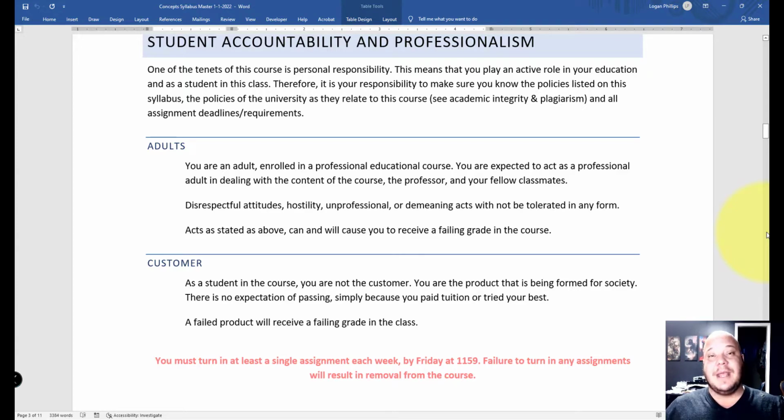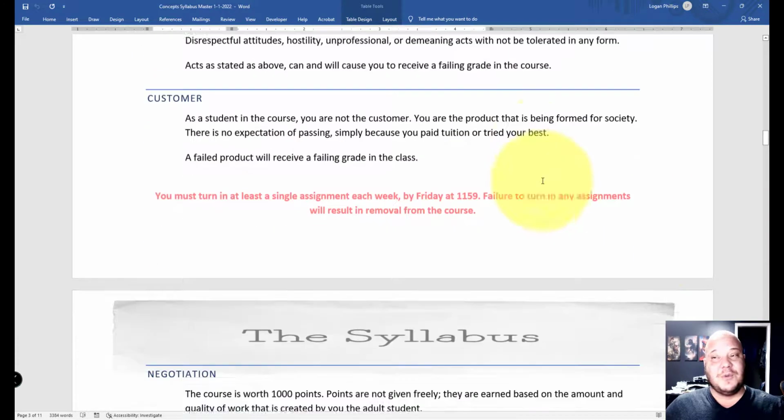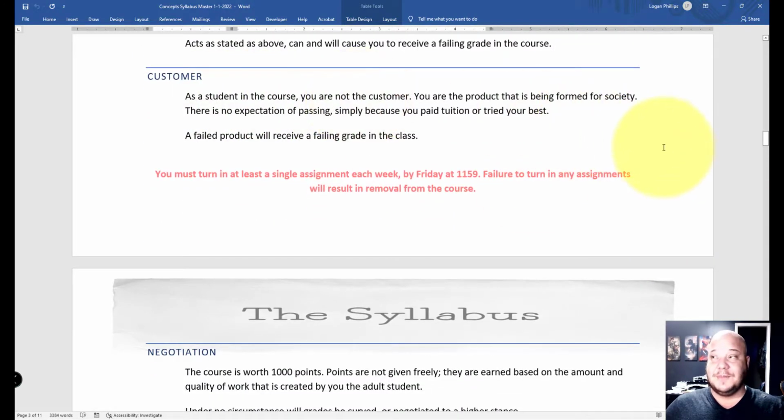Do not be demeaning inside my classroom. I am a highly educated individual with years of experience. I am a professional in my field. Treat me as such, and I will treat you as the professional you are as well. And just to reiterate, you are not the customer. You are the product being formed for society. Society itself is the customer of higher education. So you are paying tuition. Use your money wisely, learn wisely, and come into the class with an open mind and a desire to learn, and you will do fantastic.